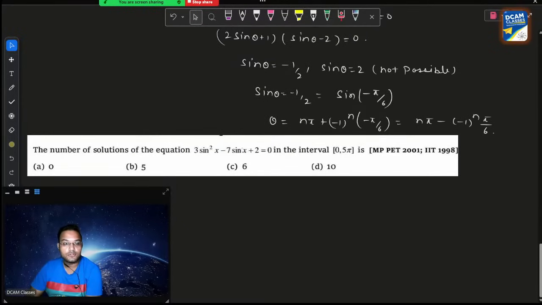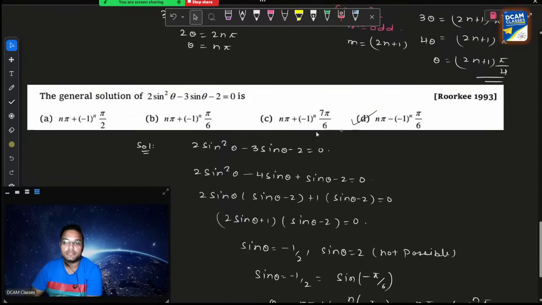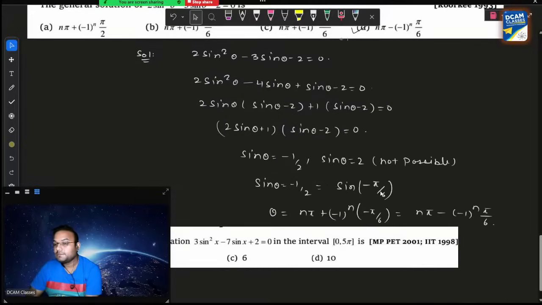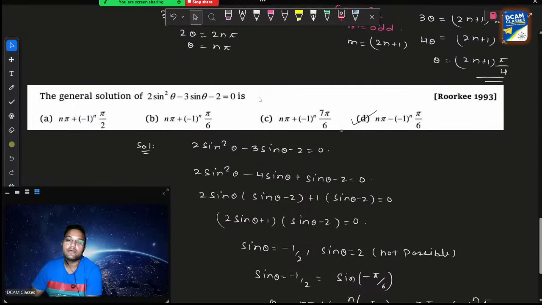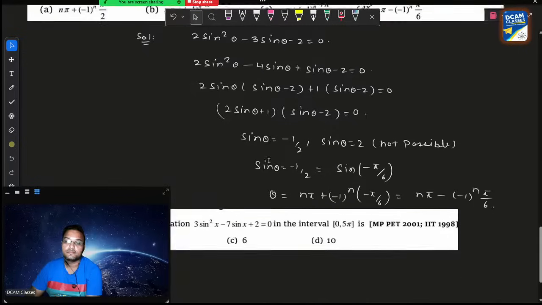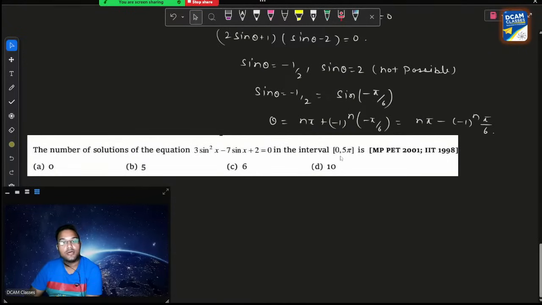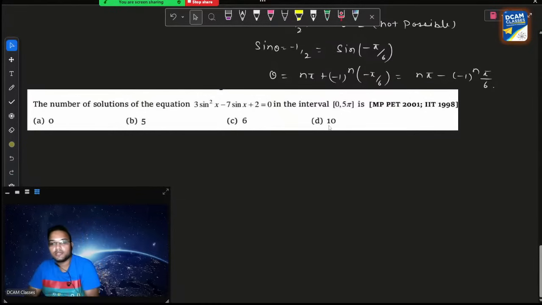Okay, now try solving this question. This question is different because, in this particular case, I have taken minus pi by 6. I could take minus pi by 6 because no interval was given. When an interval is given, you have to take the minimum value which lies in the interval. For this question, I have given an interval.